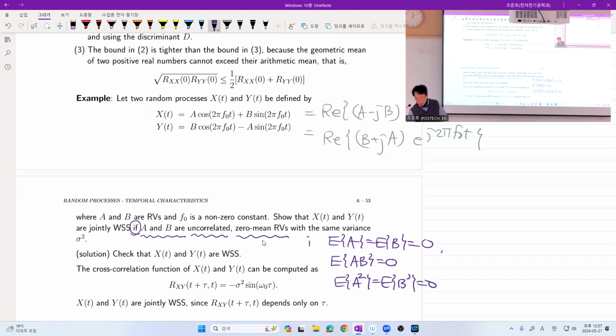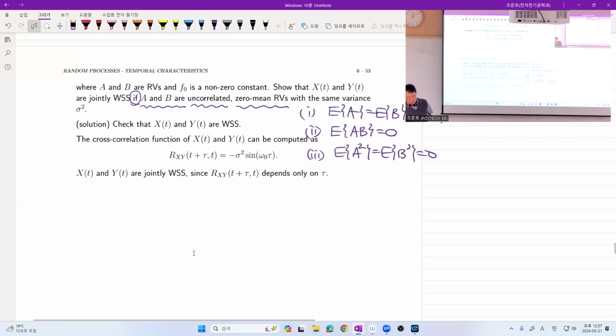And under these assumptions, this example asks you to show that two random processes are jointly wide-sense stationary. So you compute each: each random process is wide-sense stationary, and their cross-correlation function is a function only of tau. So you do it yourself.